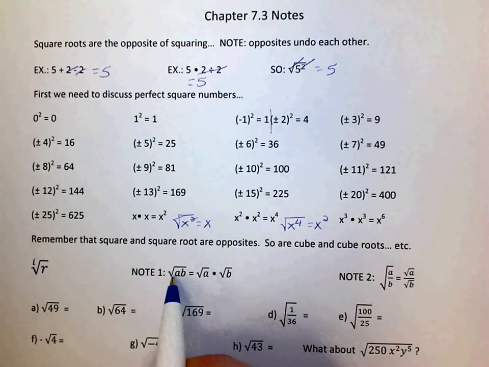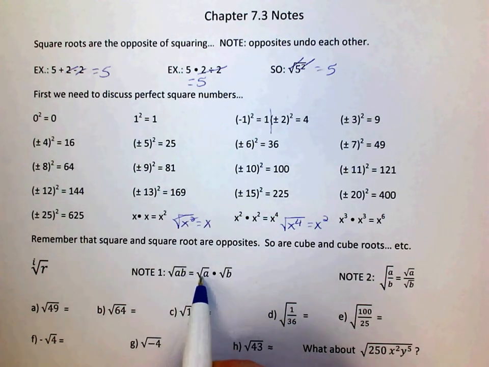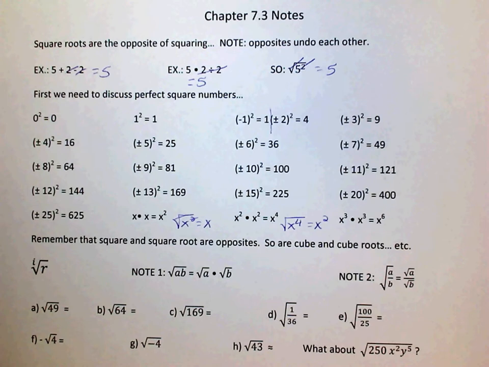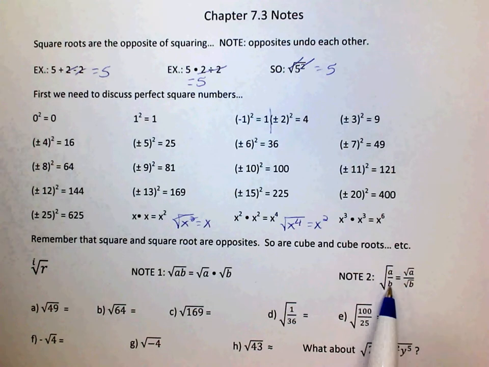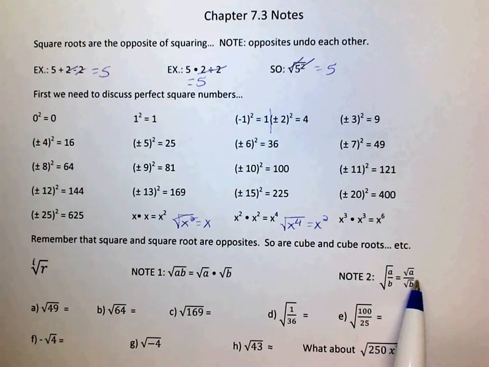Now, note, if I have the square root of something times something, I can split it apart as the square root of the first something times the square root of the second something. Same idea here with division. If I have the square root of a fraction, I can split it into the square root of the numerator divided by the square root of the denominator.